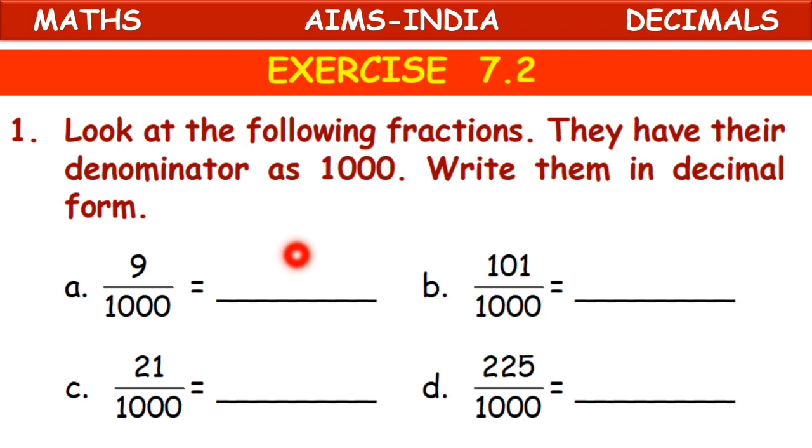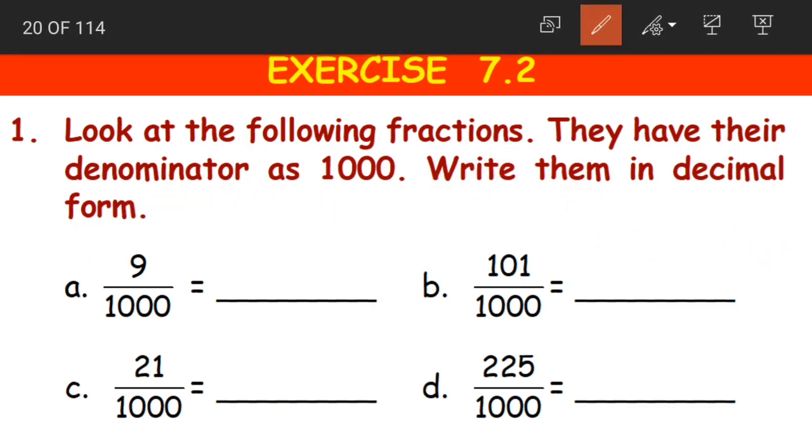Now let us look at some exercise problems. Look at the following fractions. They have their denominator as 1000. Write them in the decimal form. Yes, coming to the first one, 9 by 1000.